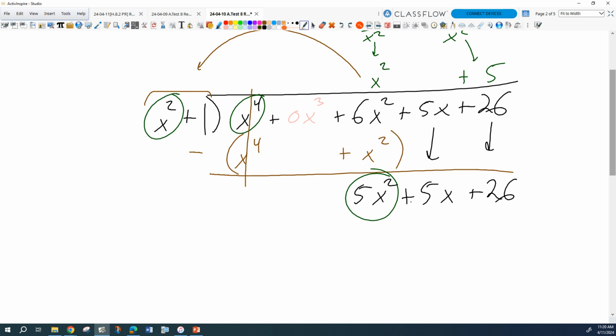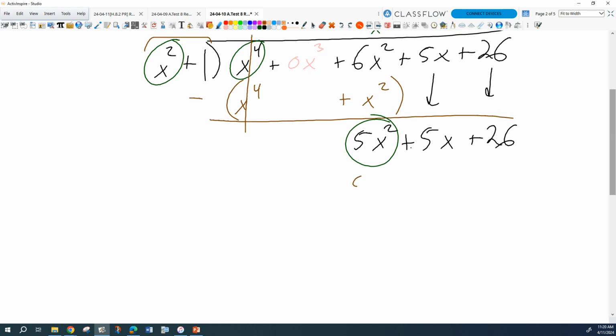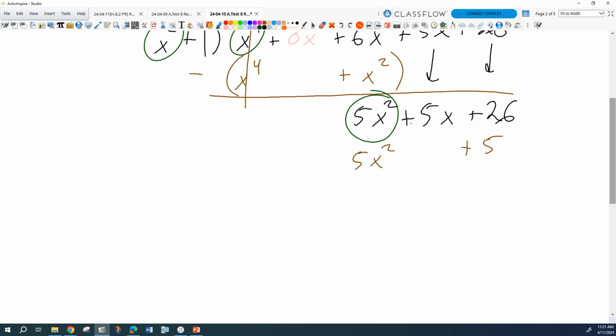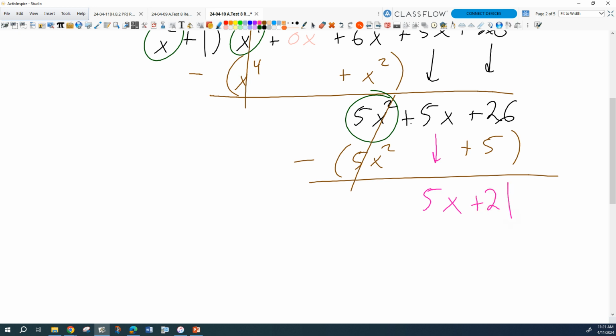Now what do I do? You multiply it. You multiply 5 by what? x squared plus 1, by what's out front. So 5 times x squared plus 1 gives me what? 5x squared plus 5. And now I subtract, so I'm going to put that whole thing in parentheses and subtract. The 5x squareds cancel. I bring down my 5x. 26 minus 5, so I get plus 21.